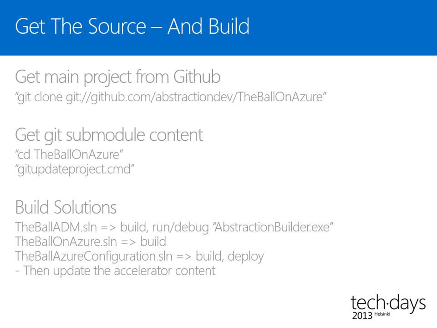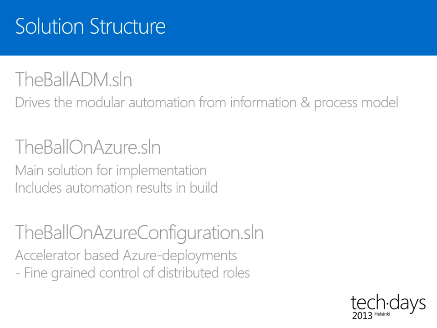Basically, after that, we still need to feed the binaries to the accelerators. So there is one command to run that copies the main solution build content to the blob storage so that the accelerators can start using it. The solution structure, once more, is divided into those three solutions. ADM drives the automation, main development happens on the Azure solution, and the configuration solution is for managing the accelerators and publishing the accelerators to the roles so that they can then be started up.